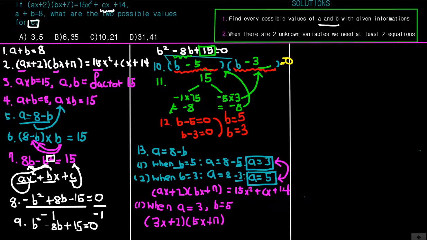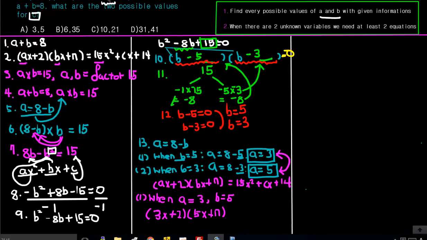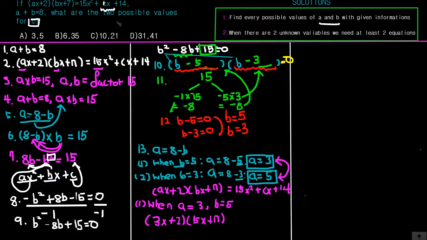And then in order to find the value of c, all you have to do is multiply the x term by the constant term, which means 3x times 7 is 21x, and then 2 times 5x is positive 10x, which gives us 31x. So the c value is 31. We can write that down. The c value is 31.